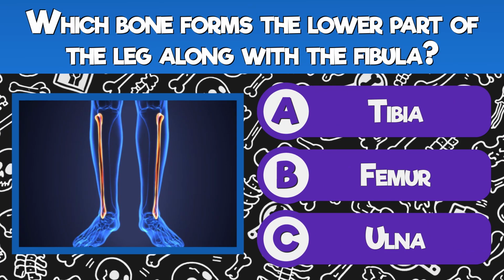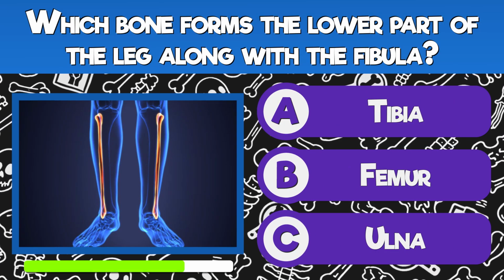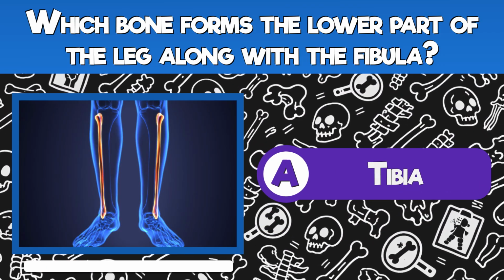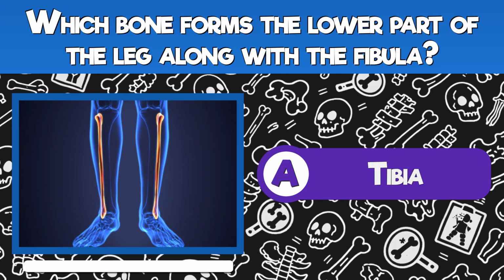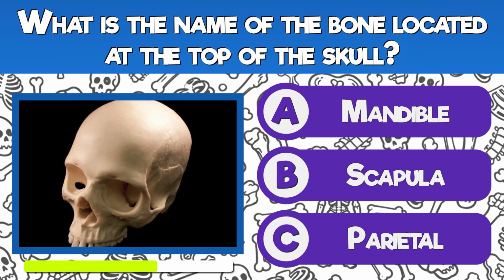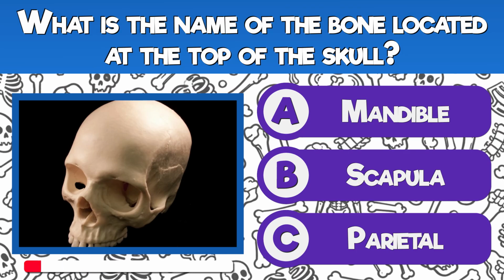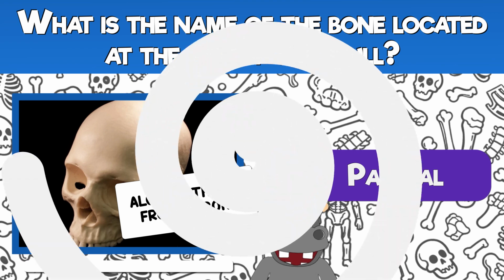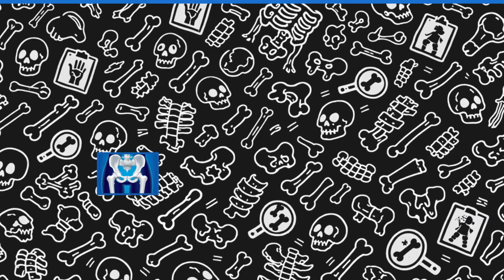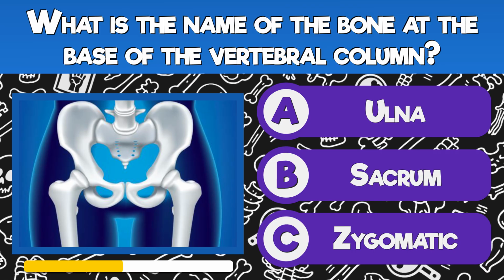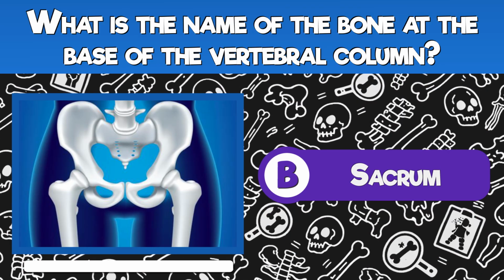Which bone forms the lower part of the leg along with the fibula? The tibia. What is the name of the bone located at the top of the skull? The parietal bone. What is the name of the bone at the base of the vertebral column? The sacrum.